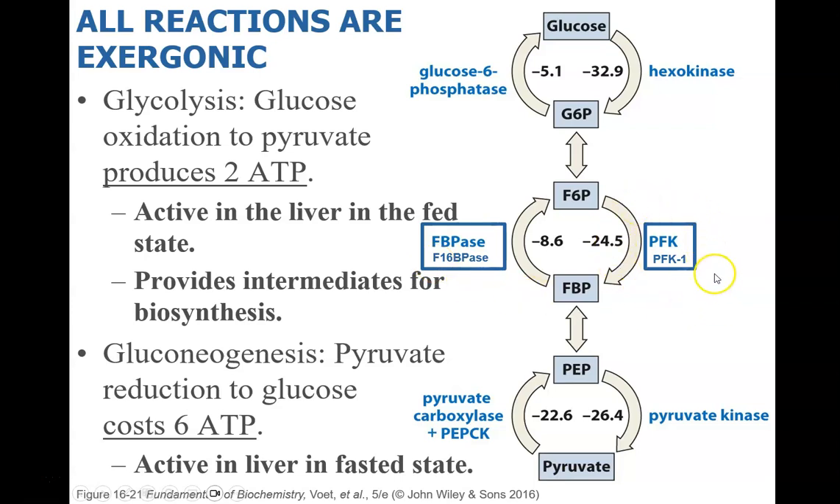So glycolysis will be on if PFK1 is active. Gluconeogenesis will be on if the fructose 1,6-bisphosphatase is active. And these enzymes aren't both simultaneously active in general. If the fructose 1,6-bisphosphatase is active, PFK1 will be inactive, and if PFK1 is active, then fructose 1,6-bisphosphatase is inactive.